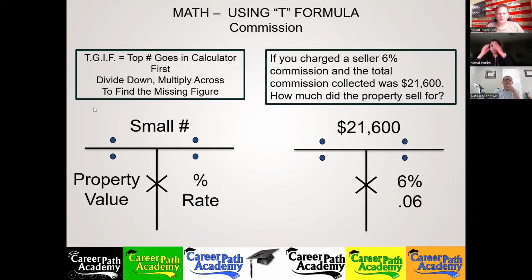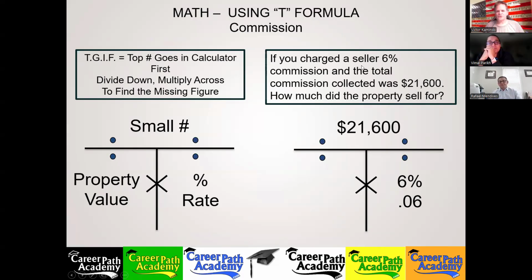So let's do a problem here. Here's the problem on the right-hand side. This would just be in sentence format, that's the way you would get it. They wouldn't give you the graphic for the T formula. That's a tool I'm teaching you to remember. You just draw the T, put the division sign up top and multiplication down the bottom, divide down, multiply across to figure out the missing component.